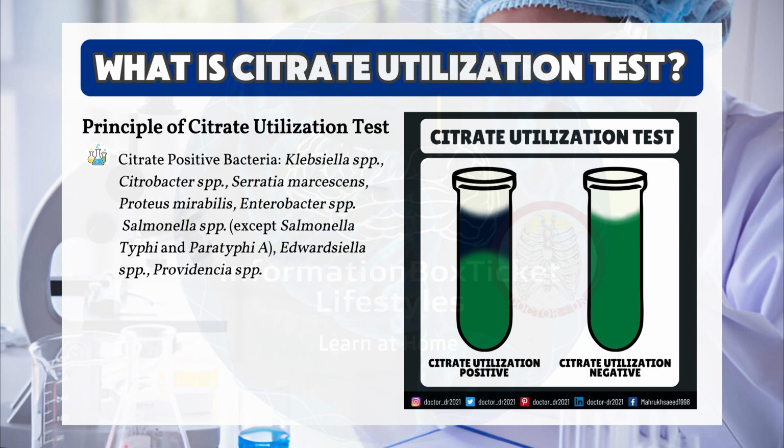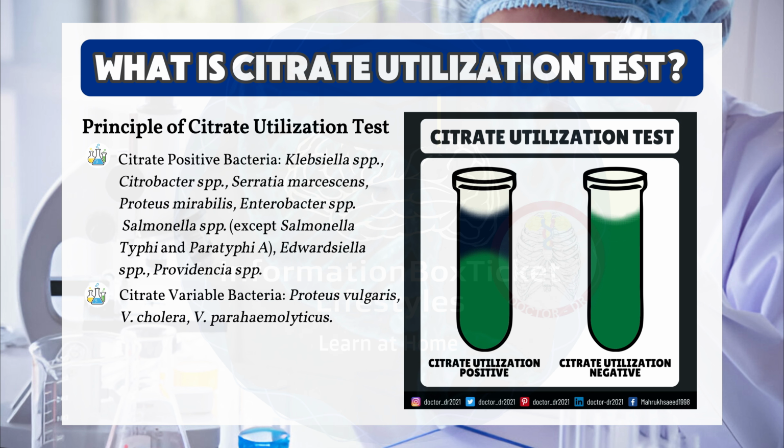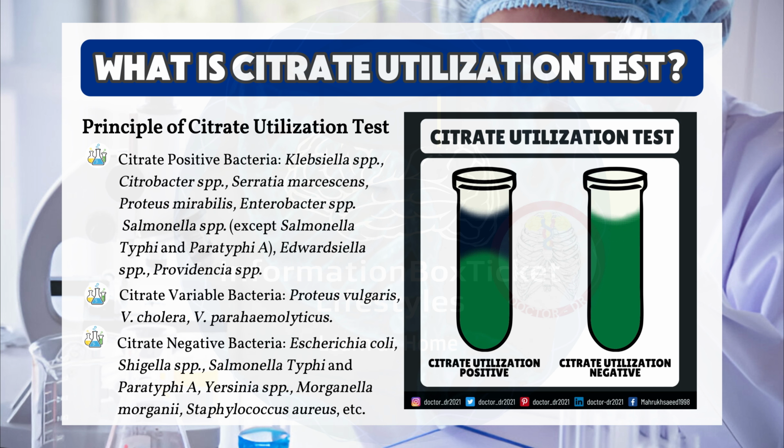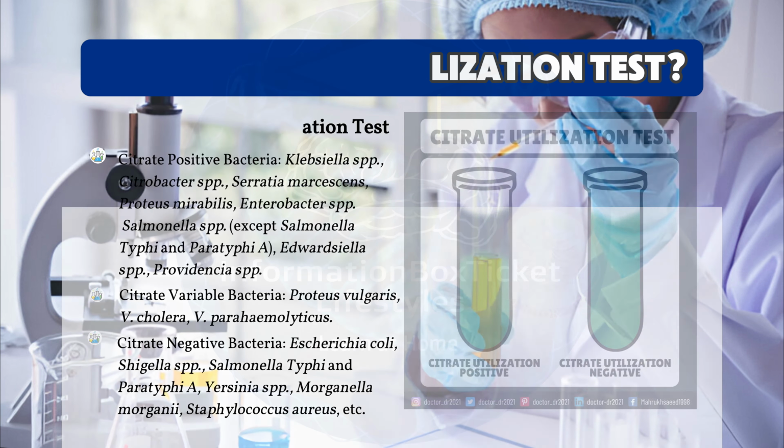Citrate-positive bacteria: Klebsiella spp, Citrobacter spp, Serratia marcescens, Proteus mirabilis, Enterobacter spp, Salmonella spp except Salmonella typhi and Paratyphi A, Edwardsiella spp, Providencia spp. Citrate variable bacteria: Proteus vulgaris, V. cholerae, V. parahaemolyticus. Citrate negative bacteria: Escherichia coli, Shigella spp, Salmonella typhi and Paratyphi A, Yersinia spp, Morganella morganii, Staphylococcus aureus, etc.